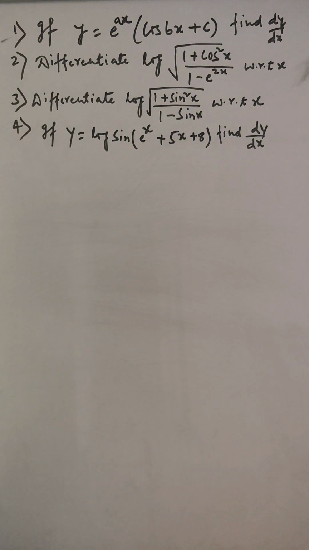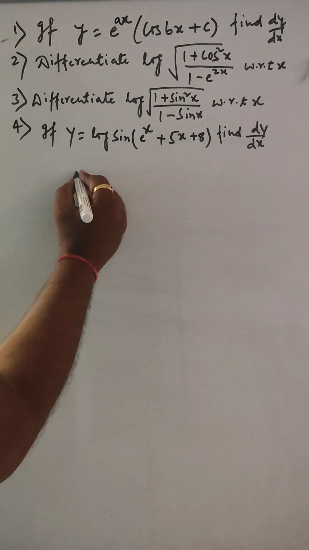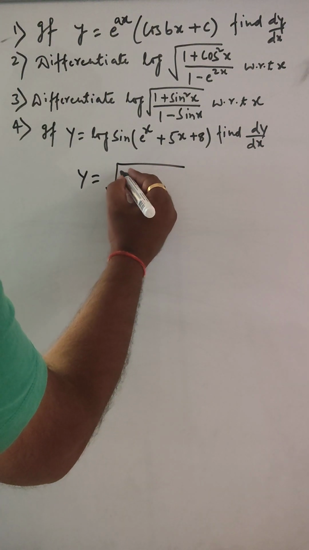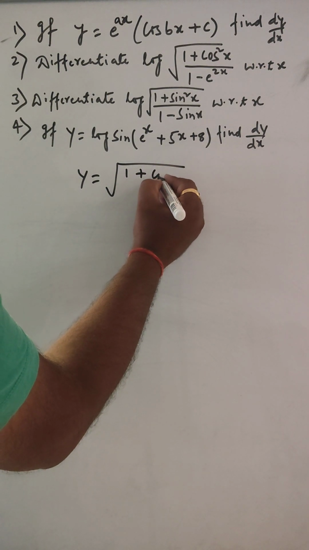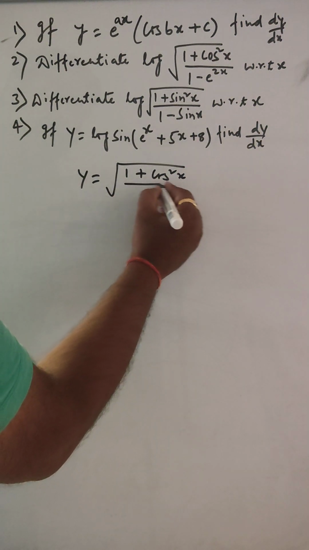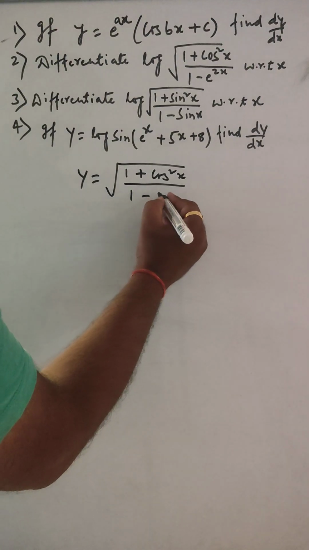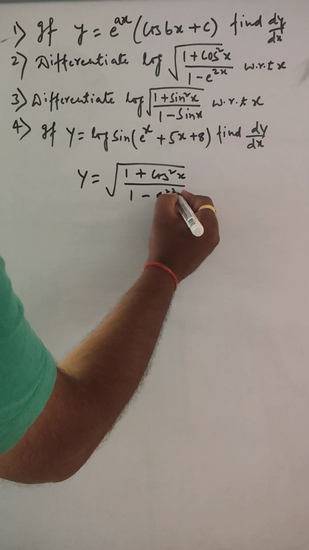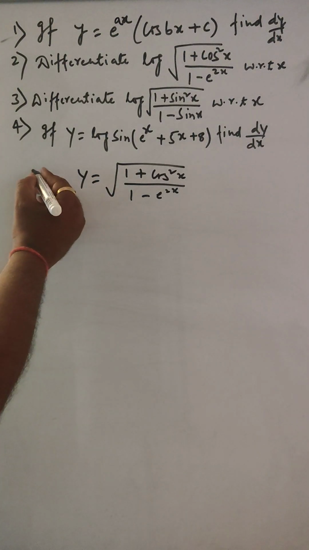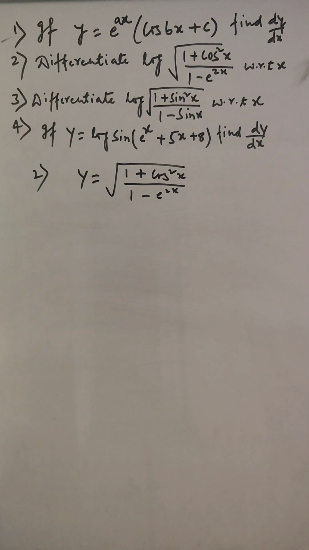So another problem is what? Let y is equal to under root of 1 plus cos square x divided by 1 minus e to the power 2x. So we have to do the differentiation. This is the solution of problem number 2.